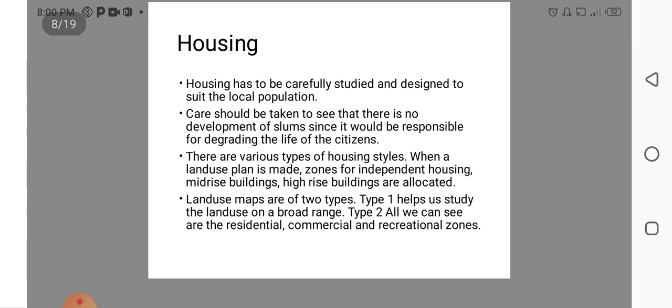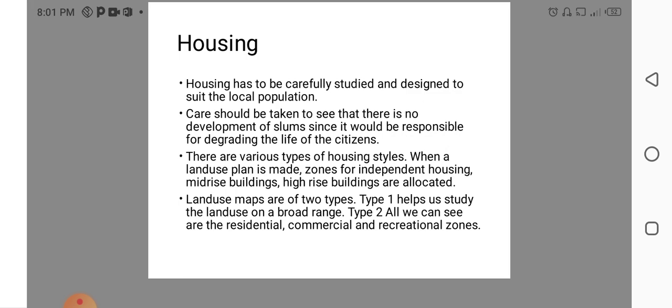Housing has to be carefully studied and designed to suit the local population. Care should be taken to see that there is no development of slums, since it would be responsible for degrading the life of the citizens. There are various types of housing systems or housing styles. When land use planning is made, zones for independent housing, mid-rise buildings, and high-rise buildings are allotted.